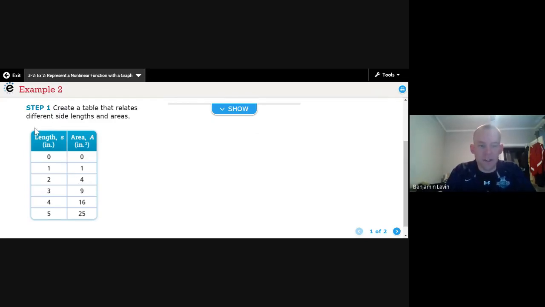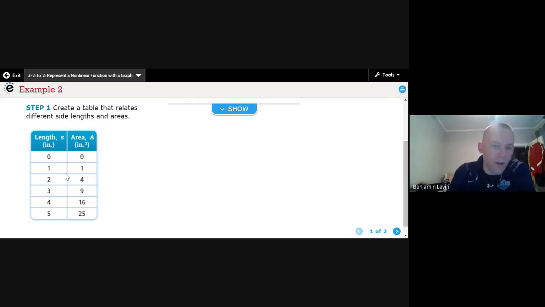To make something a function, for every input, which is usually this left column, the x column, right? If we do a t-chart, it's always x and y. Just like if we plot points, it's always x comma y. For each input, there can only be one output. So if we look at this, 0, we get 0, 1, we get 1, 2, 4, 3, 9, 4, 16, 5, 25. We look like we have a function here, right? Because there are no duplicate outputs for the same input.